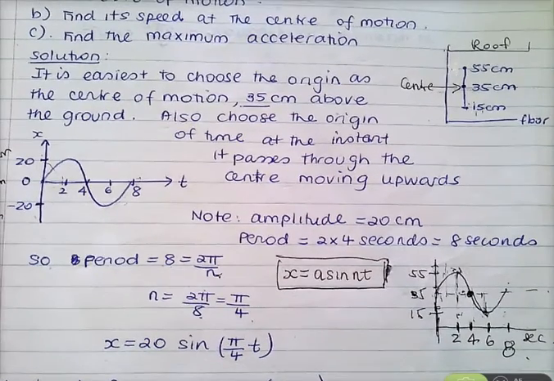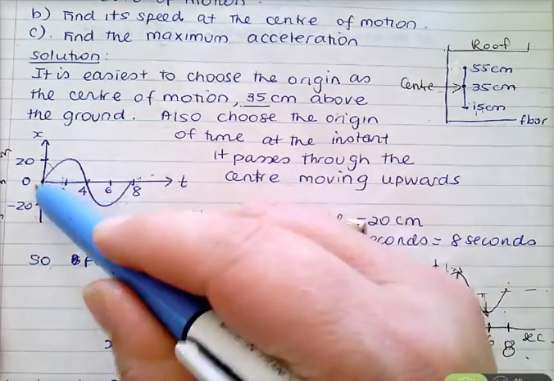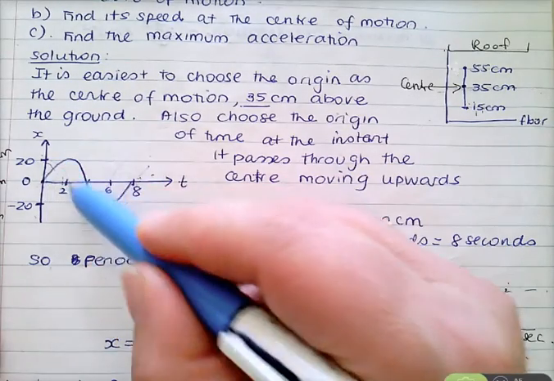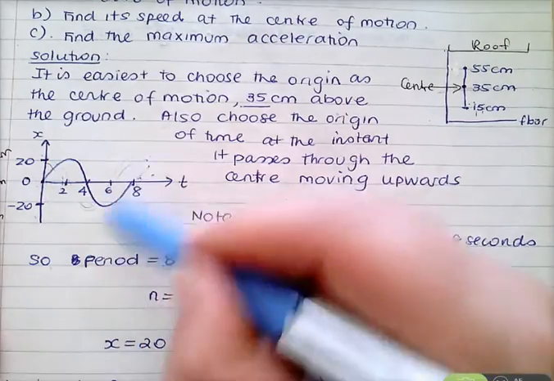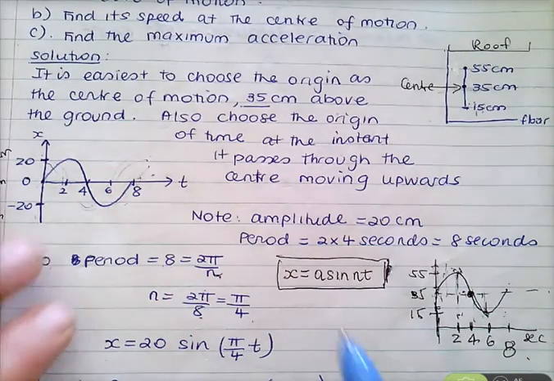Okay, now with this question, they should guide you in the HSC as to what type of curve they want you to use. Sine curve is easy because it starts at the origin. Cos curve would have been okay as well, but that would have started up there and gone like that, okay? So I've decided to use a sine curve, so let's just go with that.